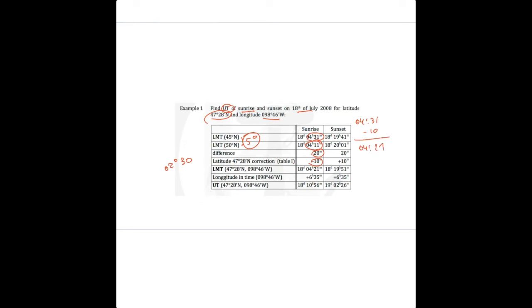Then we have the LMT for our correct latitude. Of course, then we have to transform LMT into GMT or universal time. So we have to apply our longitude transformed into time. This we get from the conversion of arc to time.